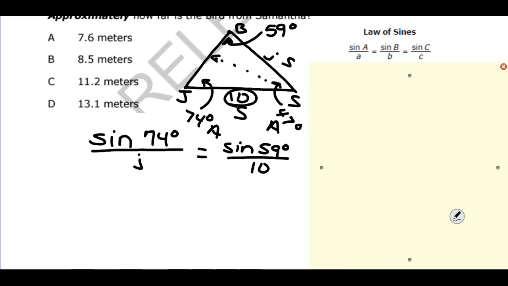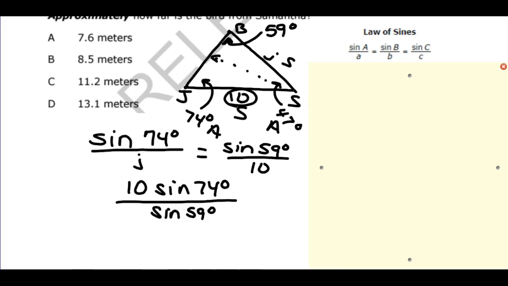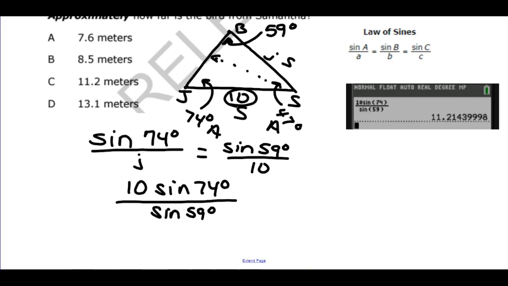Now, I'm the type of person who doesn't like to get my calculator out until I've got everything set up. So I'm going to make it so I can just put one thing in the calculator. When I look at this, it's a proportion, and we did these way back in middle school. So we cross multiply and divide. I have 10 sine of 74 degrees, cross multiplied, divided by the sine of 59 degrees. It's not until I know that that is what I'm going to put in my calculator that I take my handy dandy calculator, and that's when I get the answer.